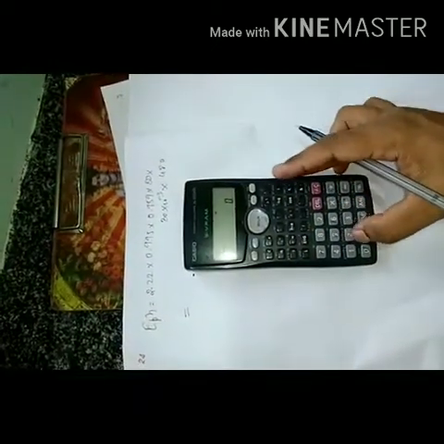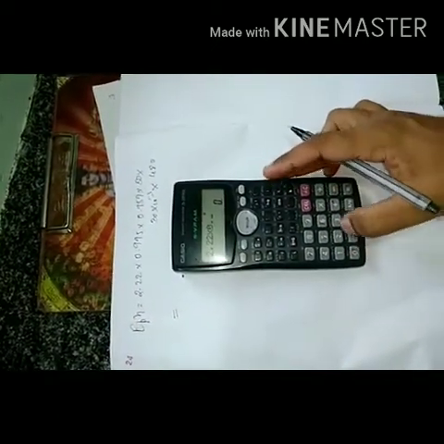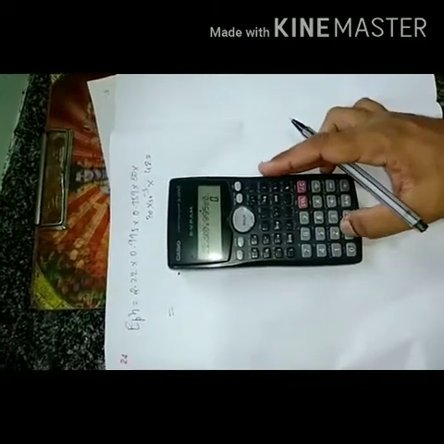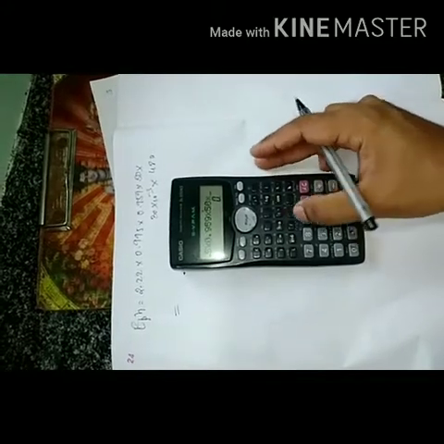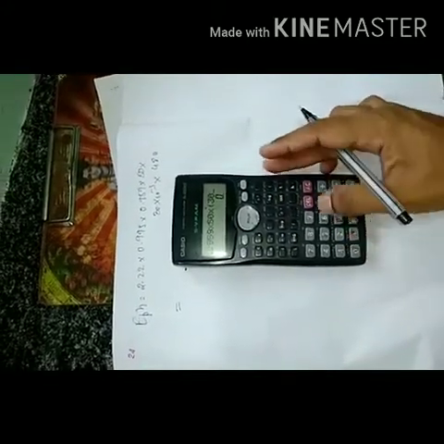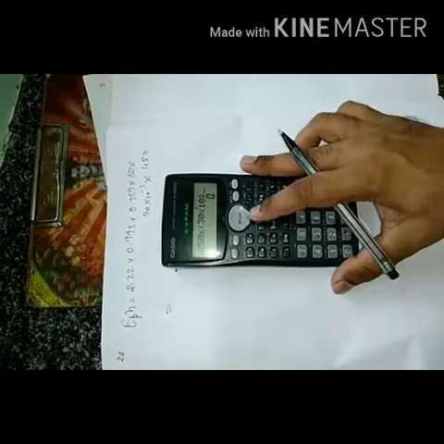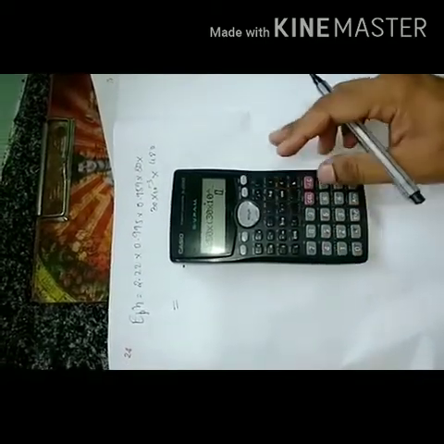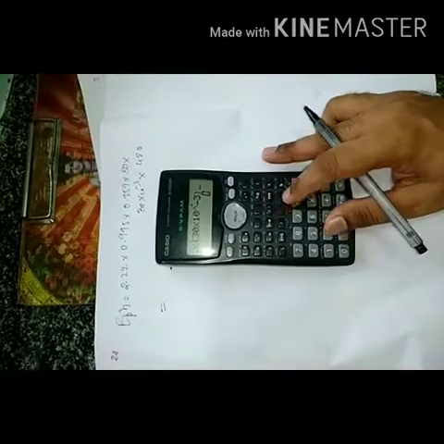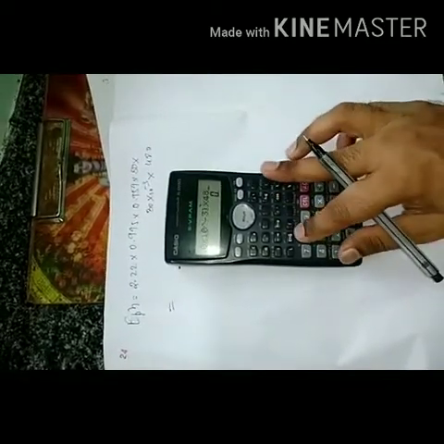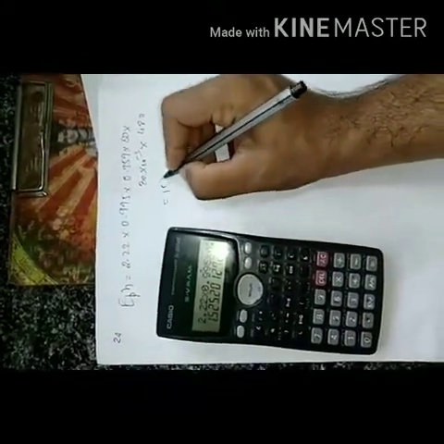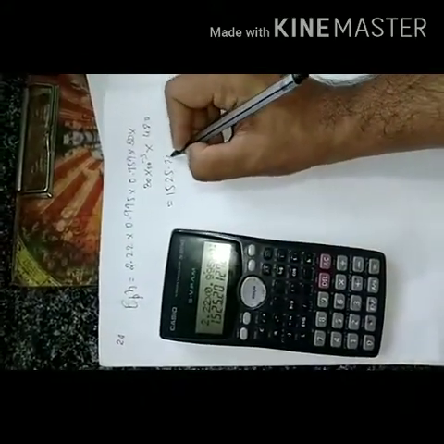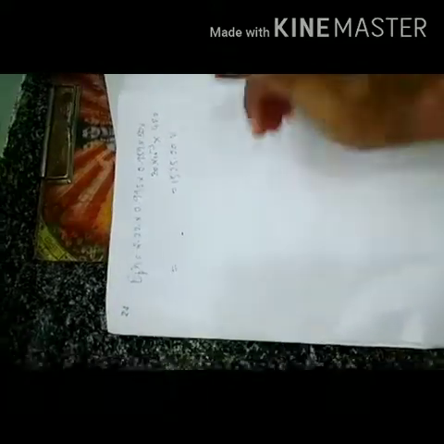So let's try to calculate this. 2.22 into 0.995 into 0.959 into 50 into 30 into 10 raised to minus 3, as it is milli, into 480. We get 1525.20 volts. So this is my E phase.